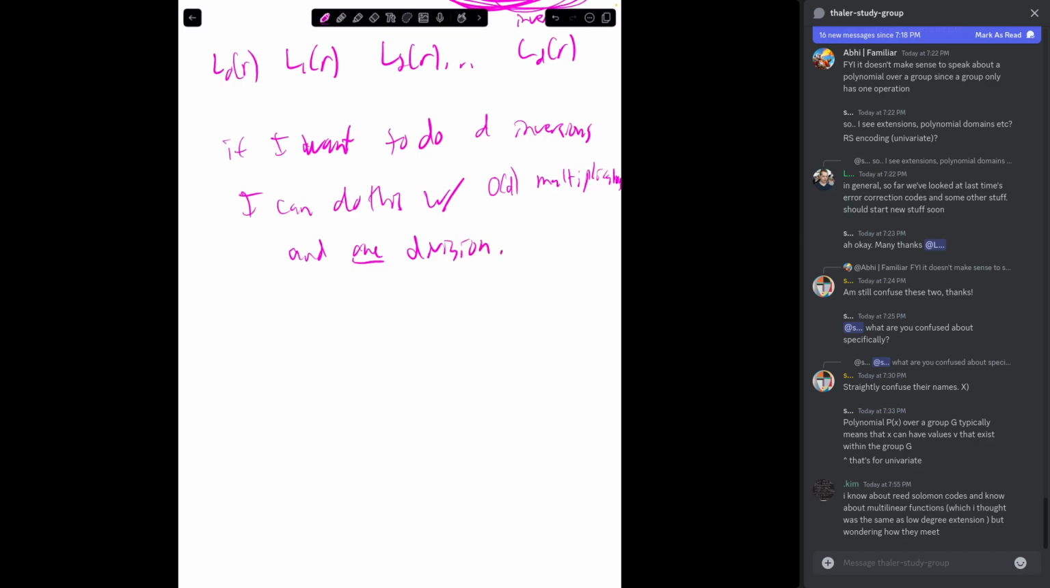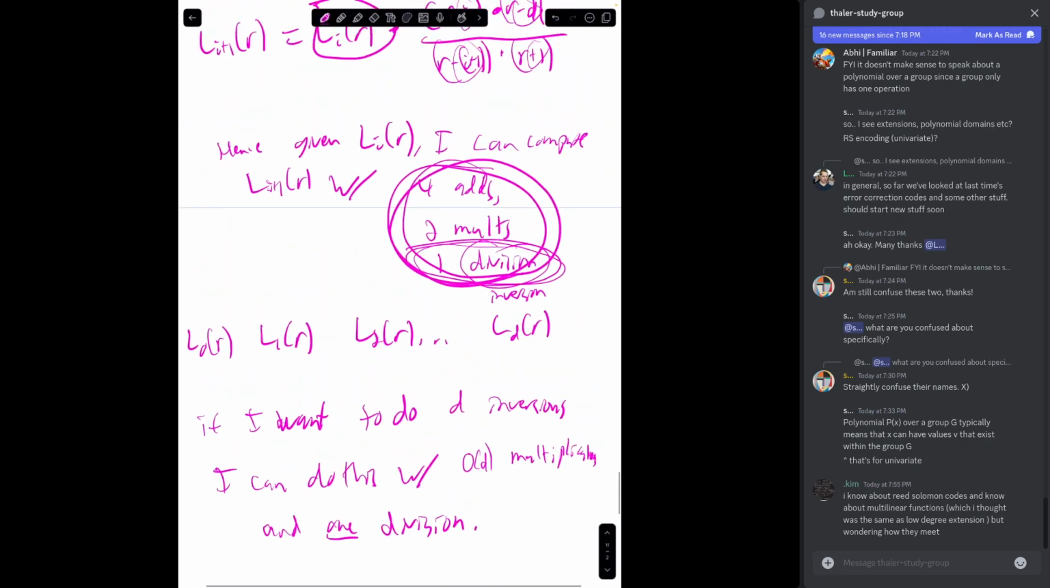And the details of that aren't important. I just wanted to mention it. So as a result, I need to do one division to go from L0 of R to L1 of R, another division to go from L1 of R to L2 of R. And so in the end, I do D divisions.